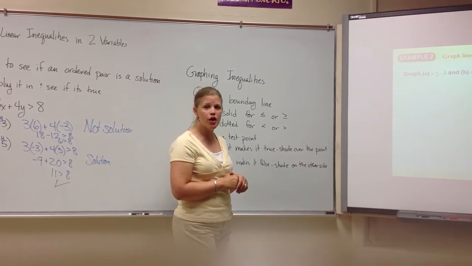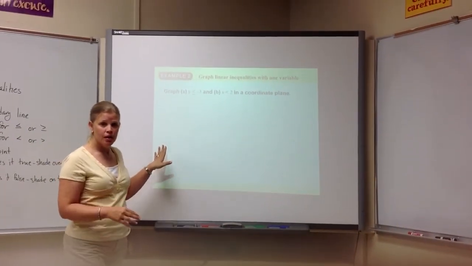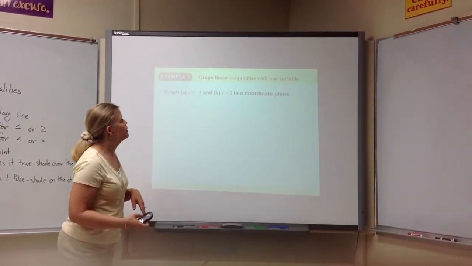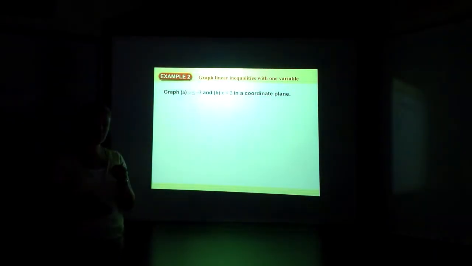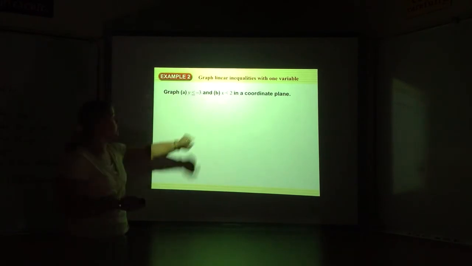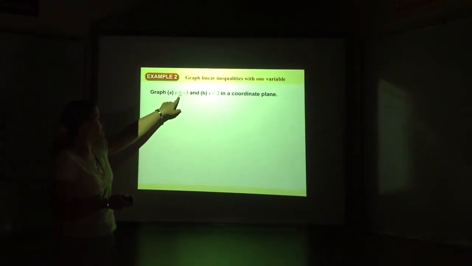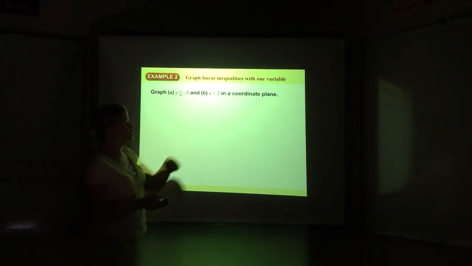So what we're going to do for our examples today is we're going to use the PowerPoint that comes with the book, and we're going to go through this. So you'll notice we turned off the lights so you can see it. I'm not sure how clear it was for the 2.7 notes. So here we go. We're going to first graph two different lines. We're going to graph y is less than or equal to negative 3, and later on we're going to do x is less than 2.